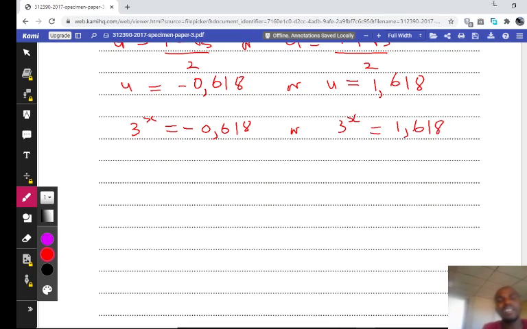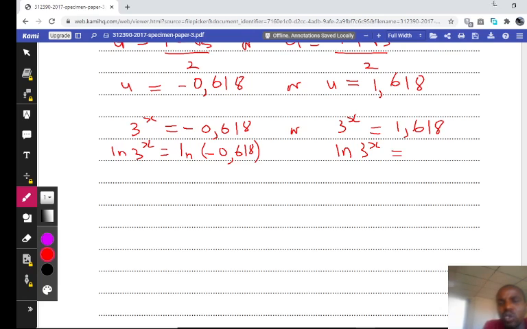Then introduce ln. On the first one, if you say ln 3 to the power x is equal to ln minus 0.618, ln of a negative number, you get an error in your calculator. So you can do away with this one, you can just leave it like that. Then you consider that the second solution is the one that can give us a solution.